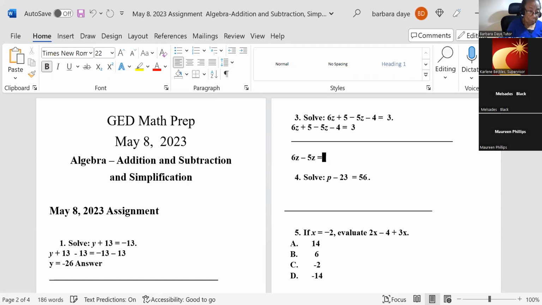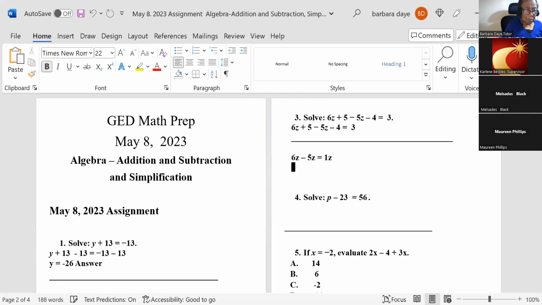Those terms are alike, and what is 6z minus 5z? One z. That's it, 1z. That's what I was thinking. Should I put the sign that is in front of the 6 or the sign that's behind the 5? I was thinking whether or not to use the plus or the subtraction sign.